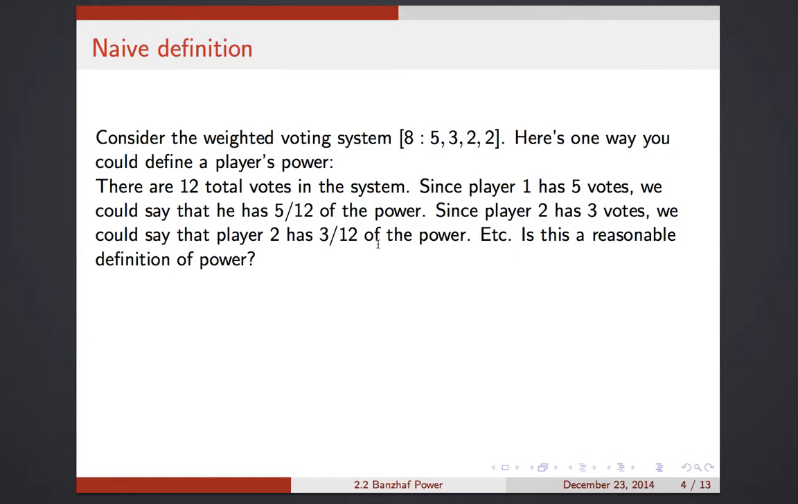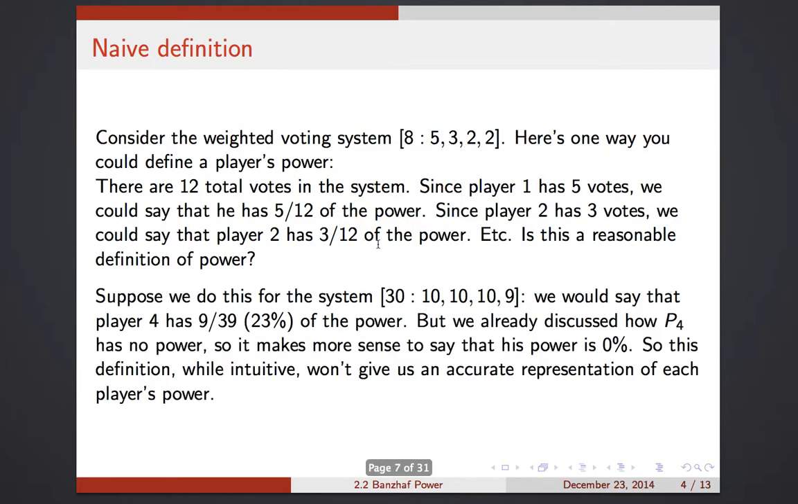The question is, is this really a good notion of power? And the answer is no. In this system here that we've just considered, 30, 10, 10, 10, 9, if you use that definition of power, you would say to yourself, okay, there are 39 total votes. Player 4 controls 9 of them, so we'd say that he has 9 over 39, or 23% of the power, if you were to use a definition like this. But we already saw that player 4 has no power. So how could he have no power and have 23% of the power? It makes more sense to say that his power is 0%. So this definition just doesn't work, okay?